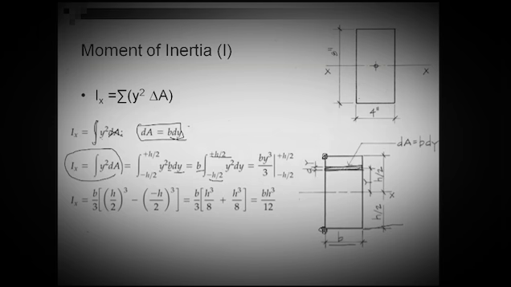Now, after that point, all you will have to do is write this expression with the boundary conditions of your integral bracket, which is going to be from minus h over 2 to plus h over 2. Of course, b divided by 3 is a constant.